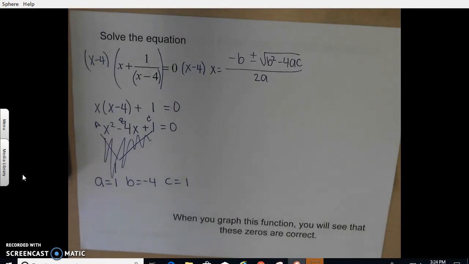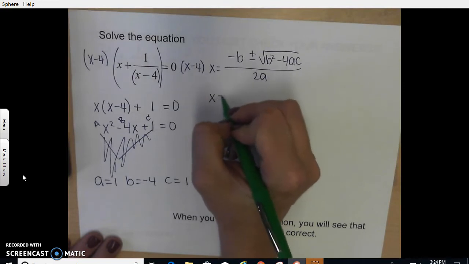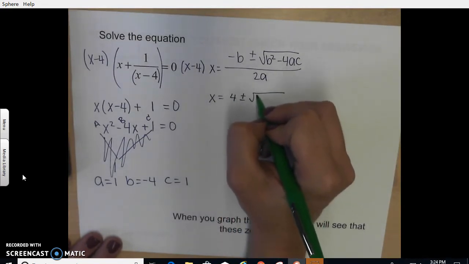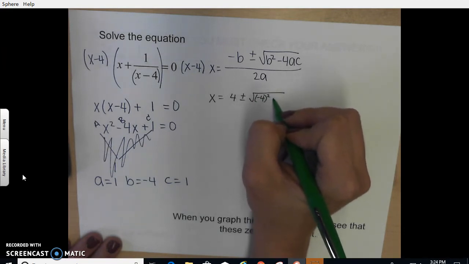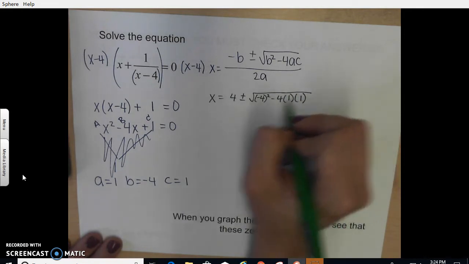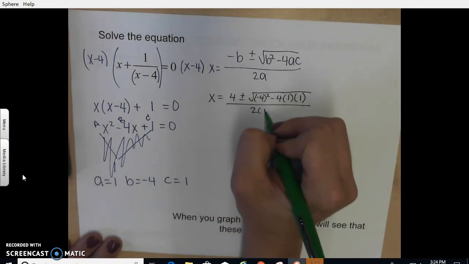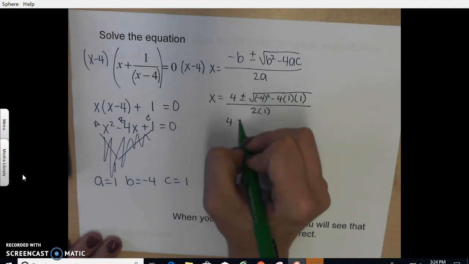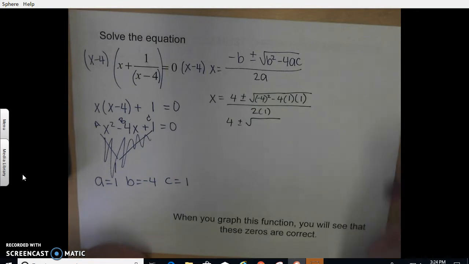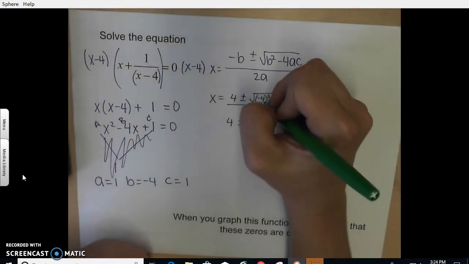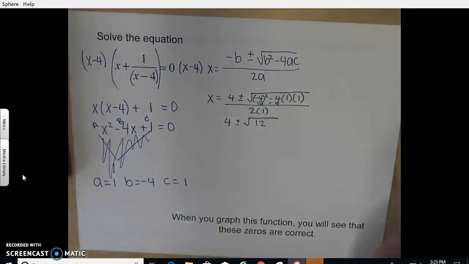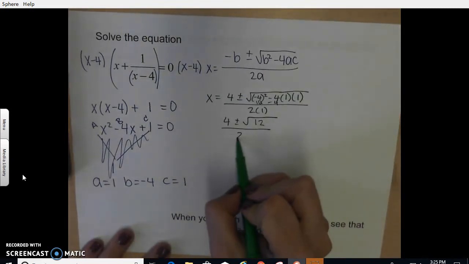Therefore, x is equal to 4 plus or minus the square root of negative 4 squared minus 4 times 1, all over 2 times 1. 4 plus or minus the square root. Negative 4 squared is 16 minus 4, which is 12, all over 2.